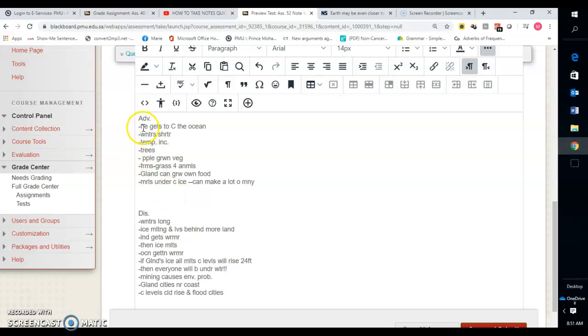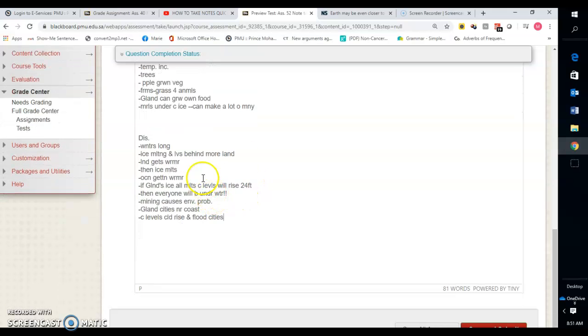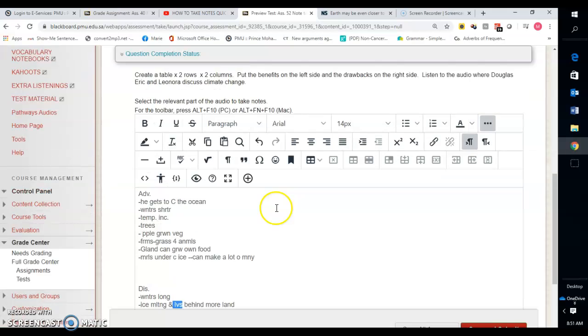So that you know the advantages: he gets to see the ocean often. Winters are shorter, the temperature is increasing, there are trees, people are growing vegetables, farms have grass for animals, Greenland can grow its own food, minerals are under the ice, and the people can make a lot of money. And the disadvantages: the winters are long, the ice is melting, and now, perfect example, I don't know what this one means, so I'm just going to highlight that.